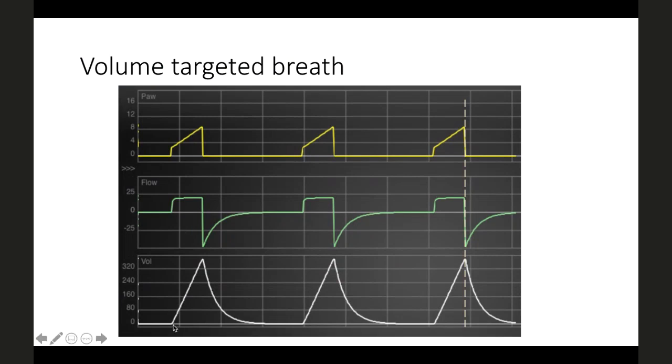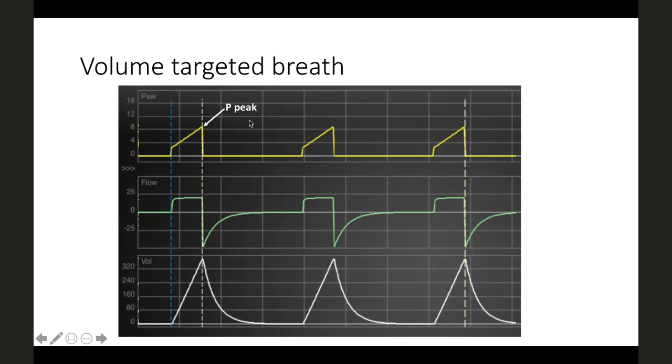From the beginning, the machine's target is to deliver that 400 ml volume within the inspiratory time. Here you can see the tracing showing the flow across the circuit. This is a square wave pattern. Right from the beginning, the flow attains its peak and then the flow is maintained till inspiration ends. And you see the pressure tracing, it goes up and reaches a peak. This value is called the pressure peak.